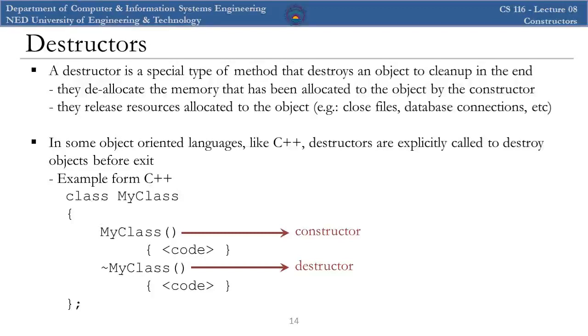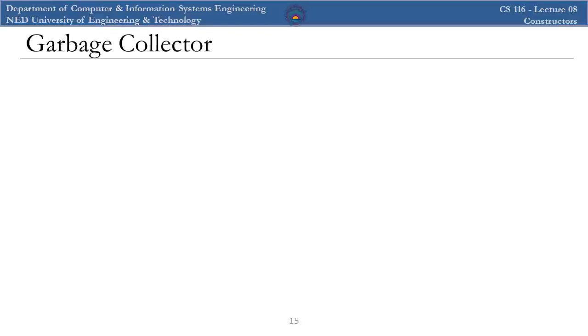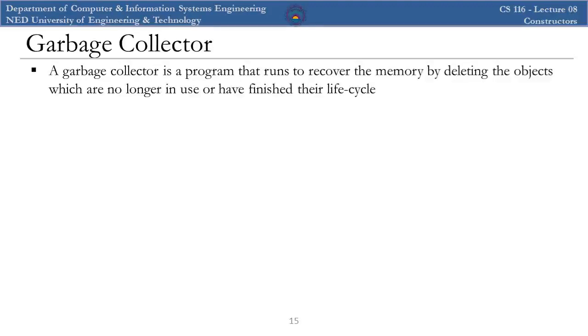But the modern languages like Java and Python have a better solution to this. Now let's see what that is. The same job of destructor is done by garbage collectors in Python. And what is a garbage collector? A garbage collector is a program that runs to recover memory by deleting the objects which are no longer in use or have finished their life cycle. So basically, this does the job of destructor, but the different thing here is that we do not have to call this garbage collector explicitly. Our program calls it periodically and cleans the mess along the way.